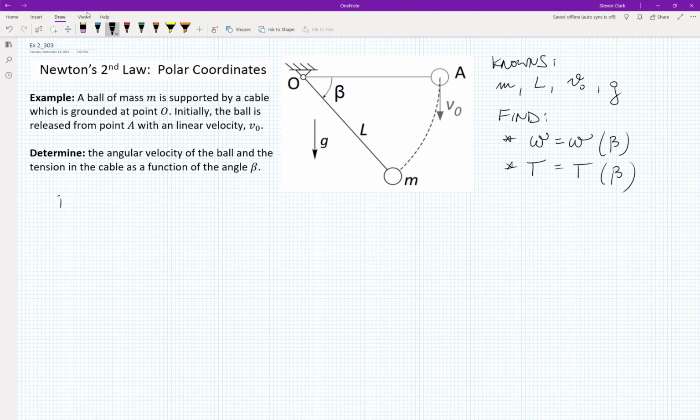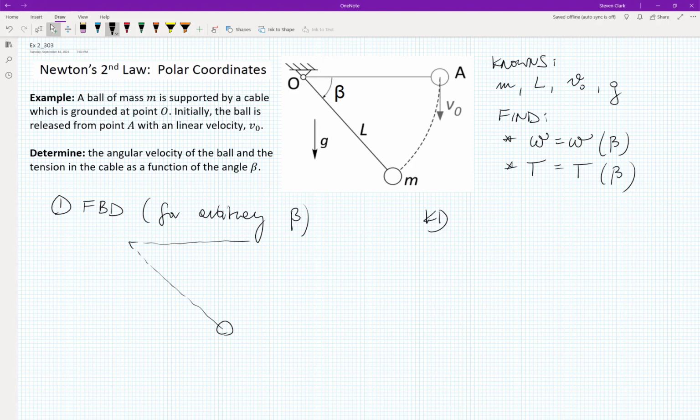So the first step is the FBD. Let's draw it for arbitrary beta. And this is the kinetic diagram. Again, in here I should only draw a circle, because that circle has mass only. However, I'm just gonna draw two auxiliary lines. So this is the cable in the initial position and the cable in the current position. And this is our beta, by the way.